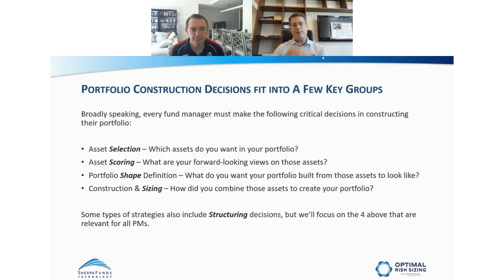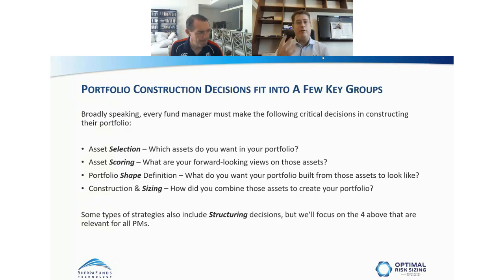So broadly speaking, like I said, we're going to talk about this in terms of four critical inputs, or critical outputs even, of your own process. The first one is your asset selection. Which assets, if we're talking about equities, which stocks do you want in the portfolio? The second one is asset scoring. What's your forward-looking view on those assets? Which asset do you like more than maybe the other assets?